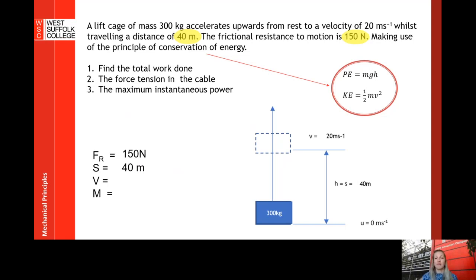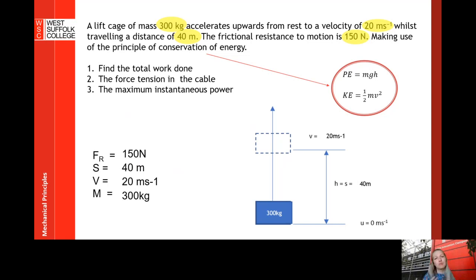We then want to look at our velocity. Velocity is then given by 20 meters per second. And finally, m is our mass. And we know our mass because it's been given at the beginning of the question for 300 kilograms. I've then also just transferred that onto the schematic. So that helps us if we label the schematic with all of the information that we've found out at this stage.